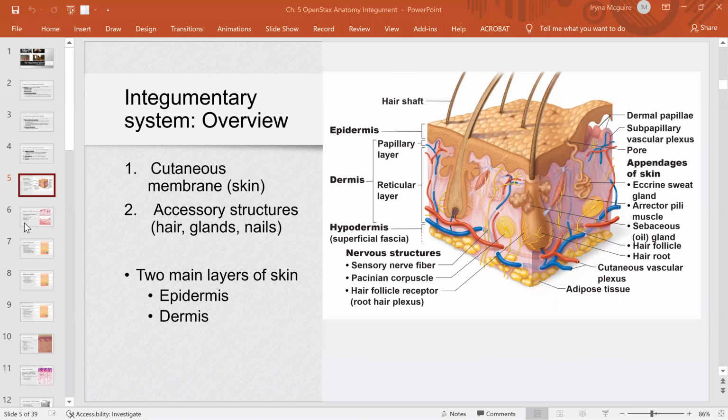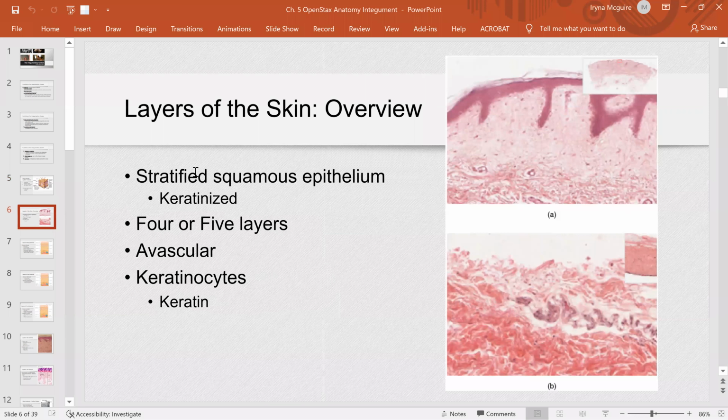So let's look at the layers of the skin. We know two parts, epidermis and dermis, and we're gonna look at epidermis first. Now, epidermis is made of stratified squamous keratinized epithelium, right? Stratified means many layers. Squamous means cells are flat on the apical surface, and keratinized means they accumulate lots of keratin, and those cells on the surface right here, they are dead cells.